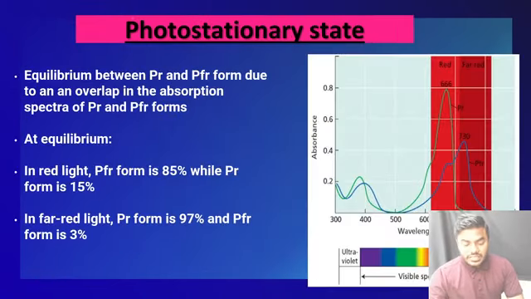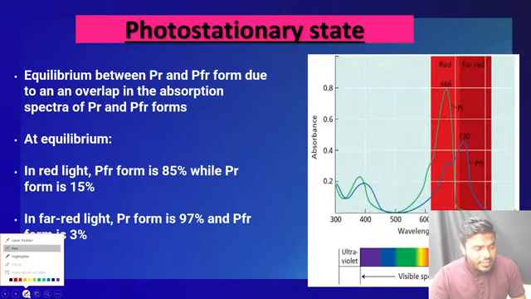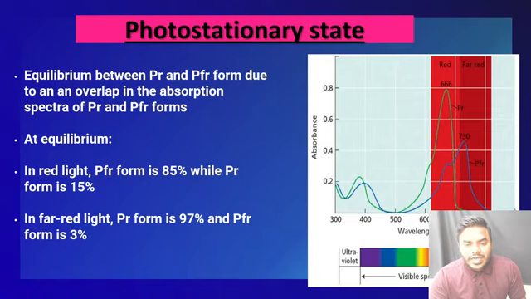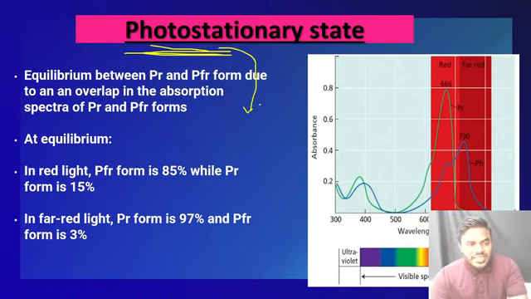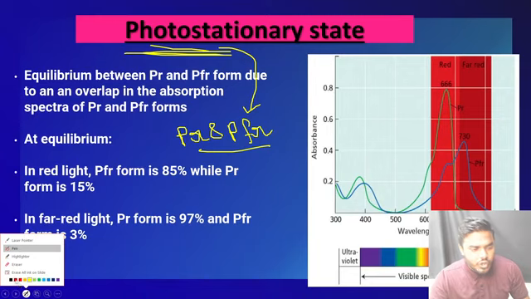Okay friends, kindly don't get confused with this graph. Just listen to me carefully. Photostationary state, everyone listen to my words carefully. Photostationary state is a state where the spectra of the PR and the spectra of the PFR overlap. Once again, listen to my statements, don't get confused at all.